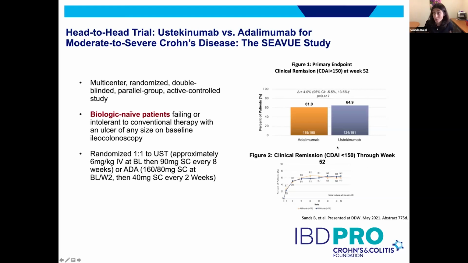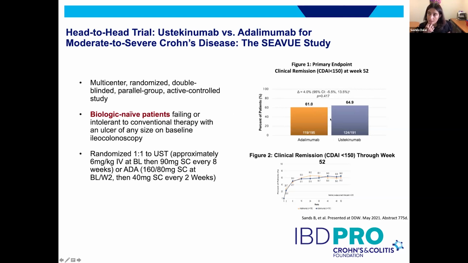Interestingly, no one really won, if you will. They were both highly effective, though, which is interesting. They were actually more effective than most data for either agent usually is, and that might speak to the fact that these were bio-naive patients, early into their disease course. They had an ulcer of any size. So, how severe was their disease? These are better results than we usually see with either drug, but they were about equivalent.